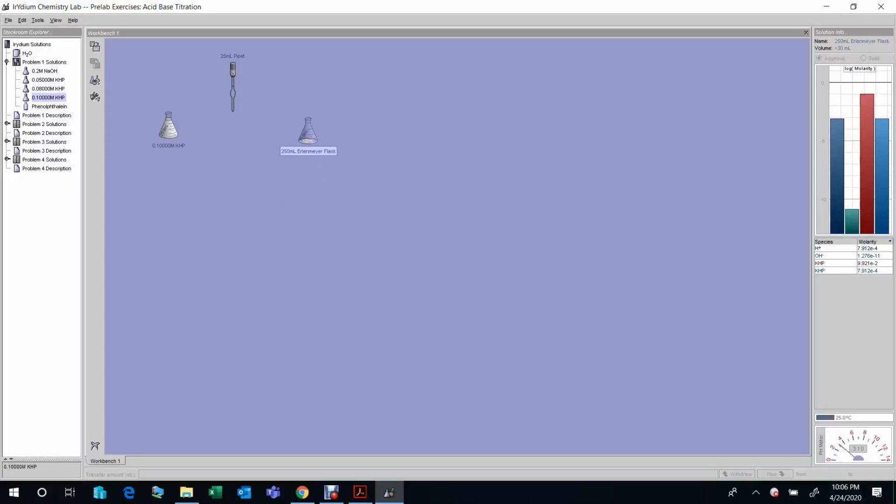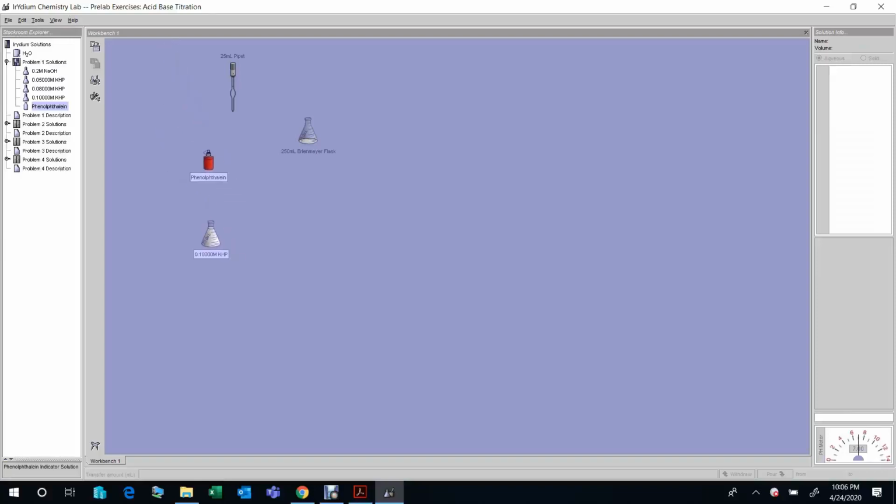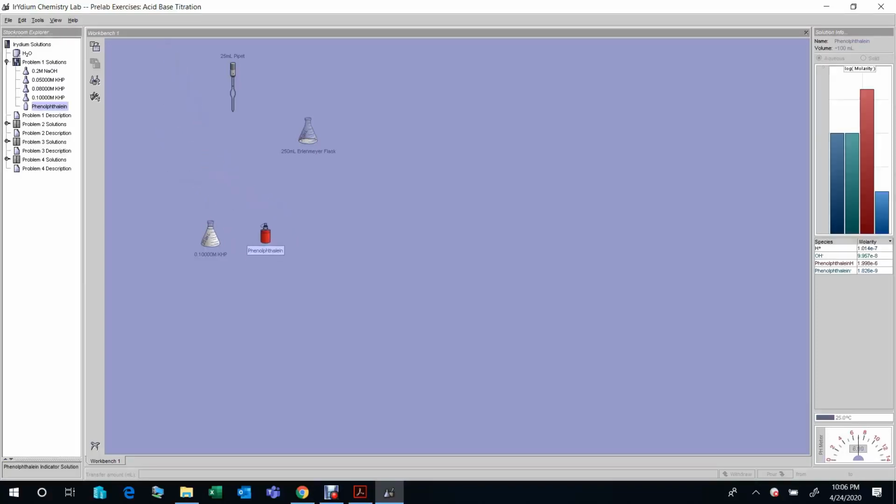And then when we do titration, what else we need? We need the indicator, right? Here's the indicator solution, phenolphthalein. Now we want to add a few drops to this Erlenmeyer flask because this one can serve as indicator.